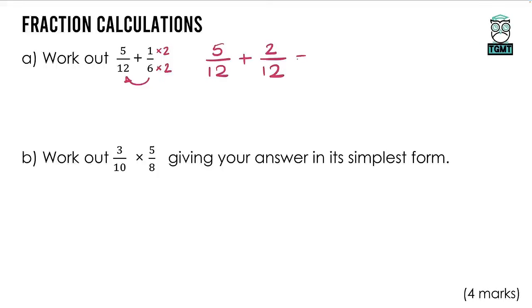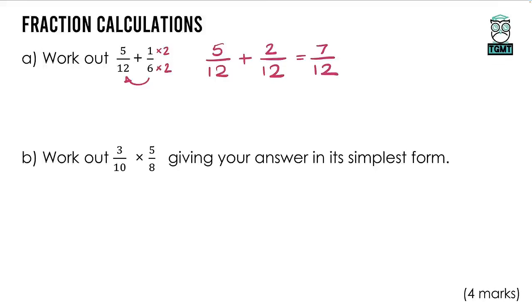If we add those together, we get a final answer of 7 over 12. Although this fraction doesn't simplify, don't worry about simplifying a fraction unless the question says, like this next one, give your answer in its simplest form. If it just says to work out, it's absolutely fine to leave it not in its simplest form. You're not going to get any additional marks unless it's asking you to simplify.